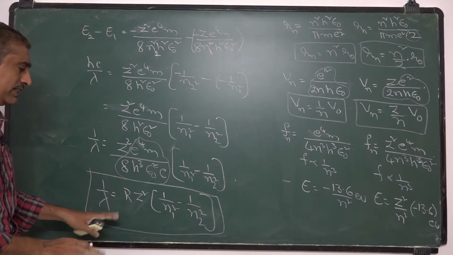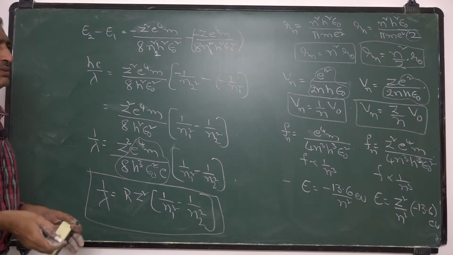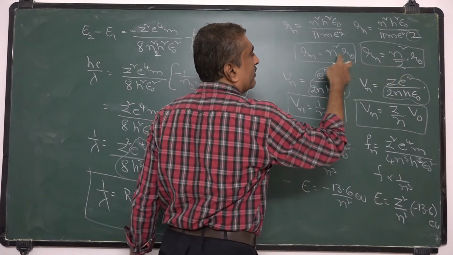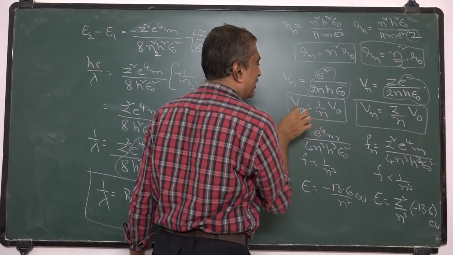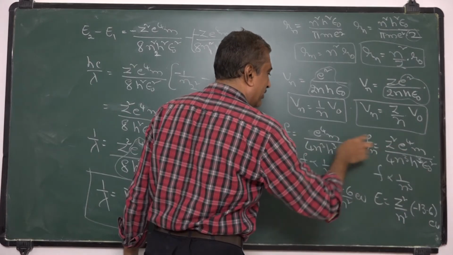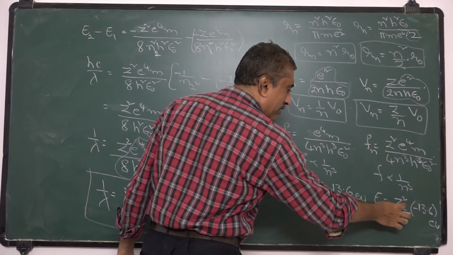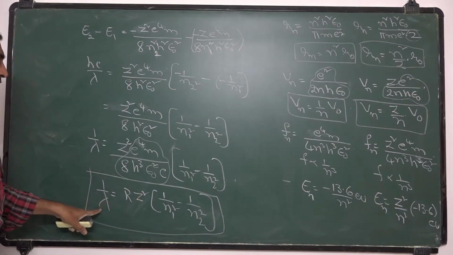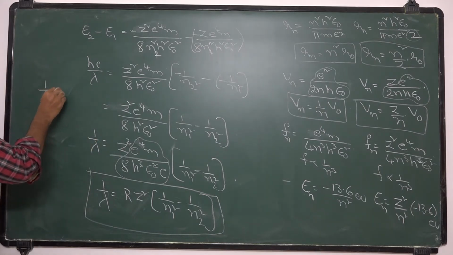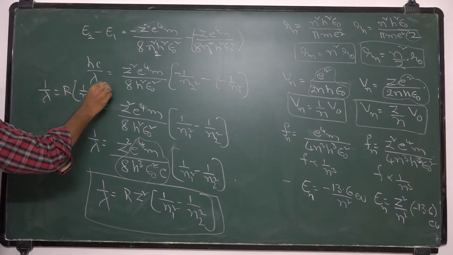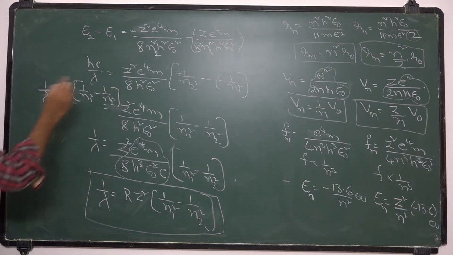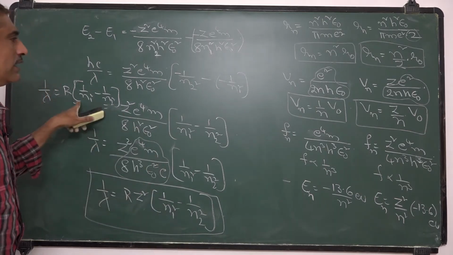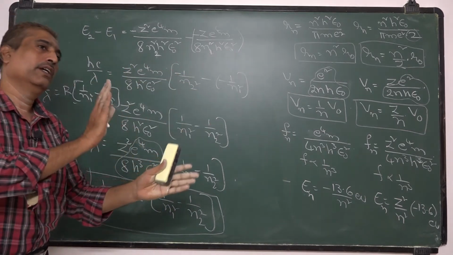So in the case of the hydrogen atom, we can simply substitute. If it is the hydrogen atom, Z is equal to 1. If Z is equal to 1, you get the same equation here, here, and here. Here also, if Z is equal to 1, we get the same equation 1 by lambda is equal to R into 1 by N1 square minus 1 by N2 square. Okay, so these are the comparisons between the hydrogen atom and the hydrogen-like atom.